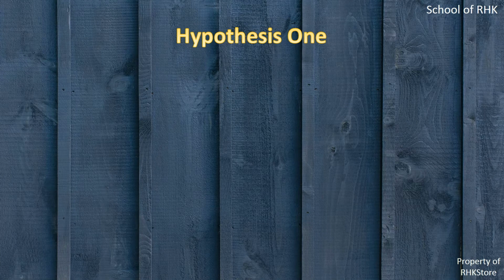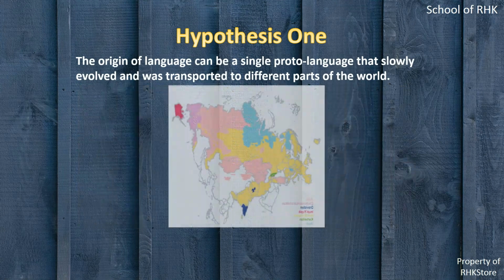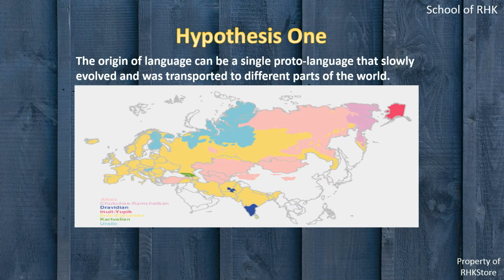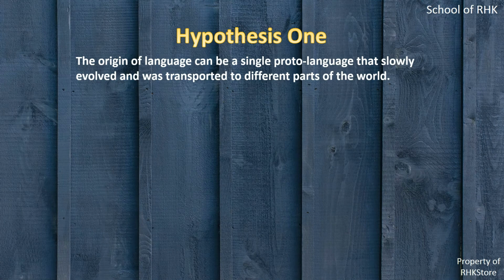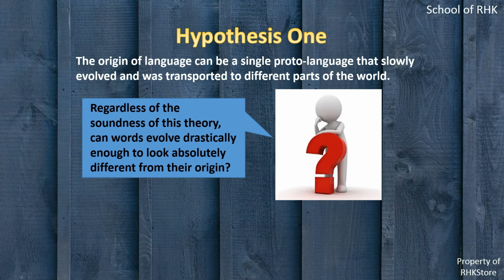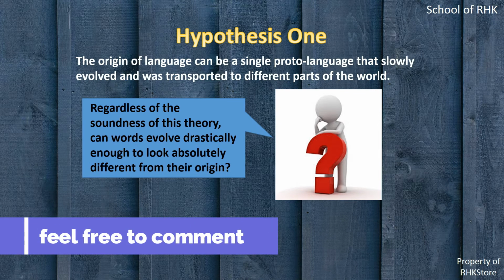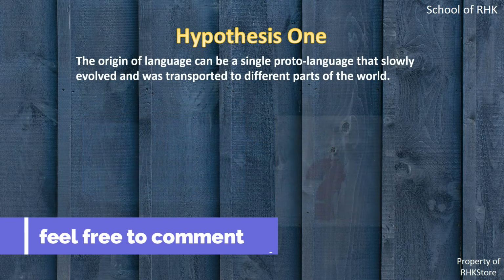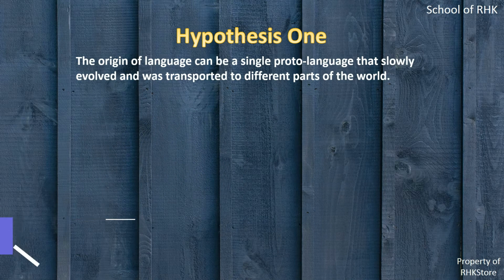Hypothesis 1. The origin of language can be a single proto-language that slowly evolved and was transported to different parts of the world. The similar words found in languages that look completely different can be supporting evidence. Regardless of the soundness of this theory, can words evolve drastically enough to look absolutely different from their origin? If there is one word that sounds the same in distinct languages, will it show that these languages came from the same origin?